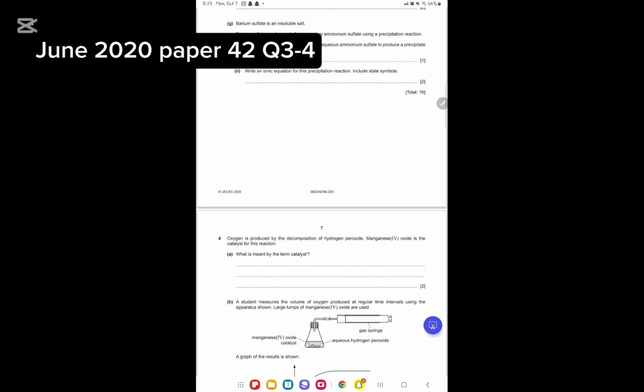So if we are going to write the ionic equation, it is going to be Ba2+ and SO4 2- will form BaSO4. These are both aqueous, don't forget, both of them are aqueous. They will form BaSO4 solid, a precipitate.